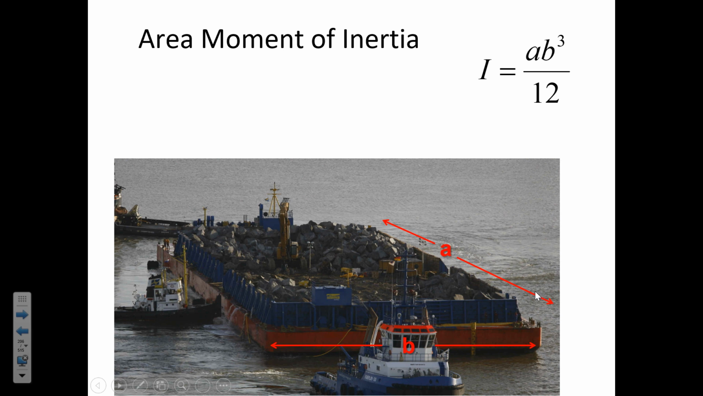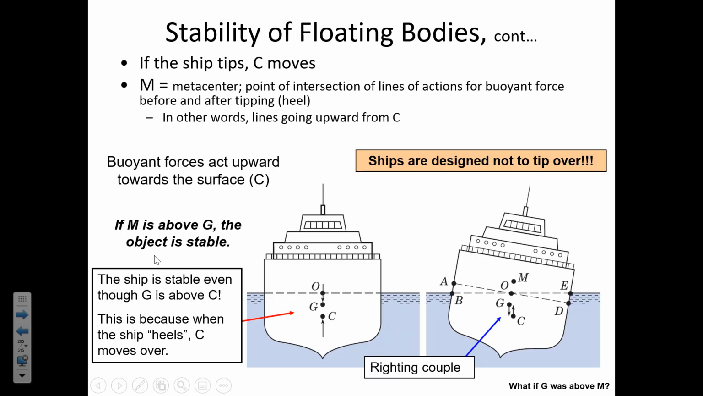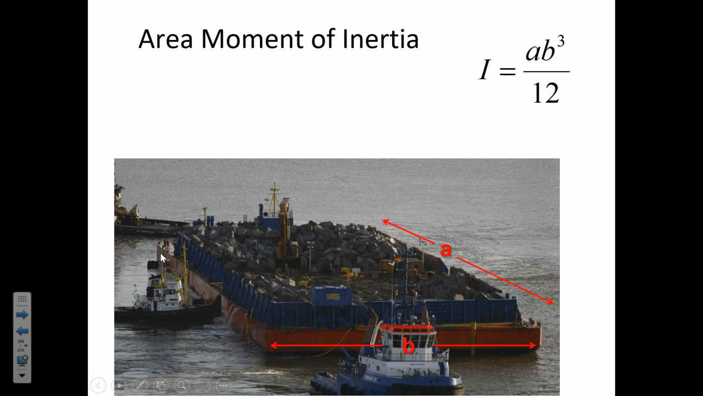And so this is not the area moment of inertia looking from a side view, it's the shape of the barge from a top view. So think about what would make this barge unstable. If it was really narrow. So B, the wider B is, the more likely it is to be stable.